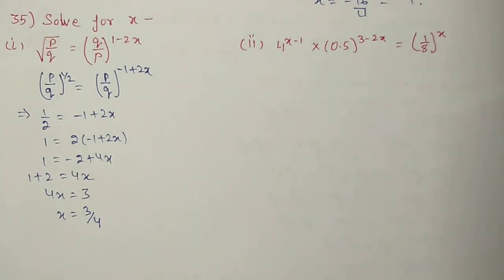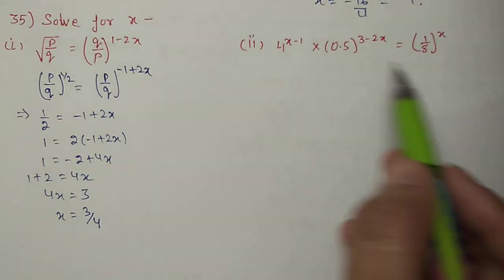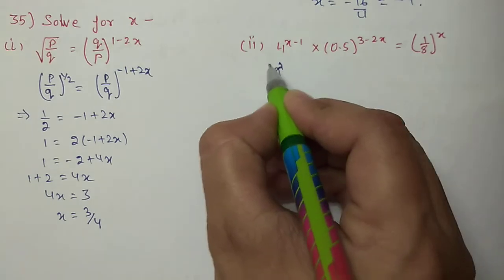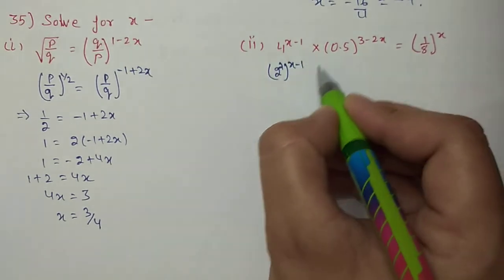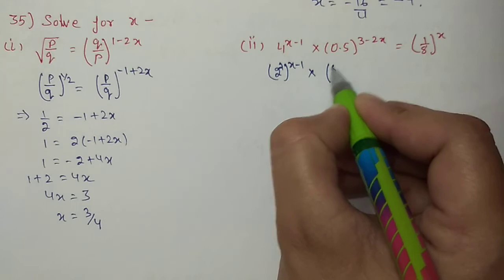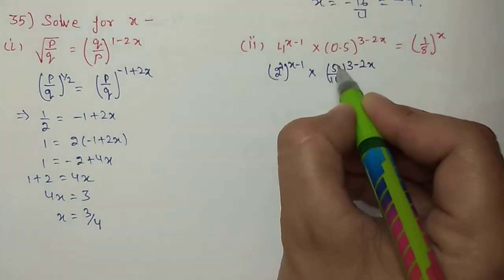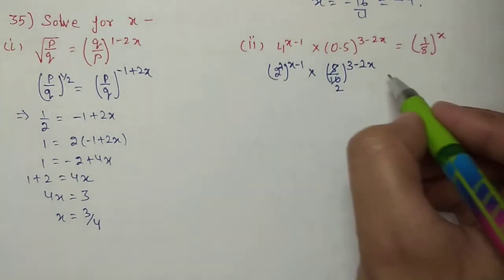Second part: 4 to the power x minus 1 into 0.5 to the power 3 minus 2x is equal to 1 by 8 to the power x. Everything we will change into the same base. 4 we can write as 2 to the power 2, whole power x minus 1. 0.5 we can write as 5 by 10, power 3 minus 2x. So this you can cancel out 2 times.